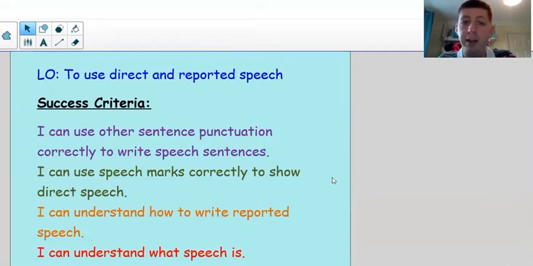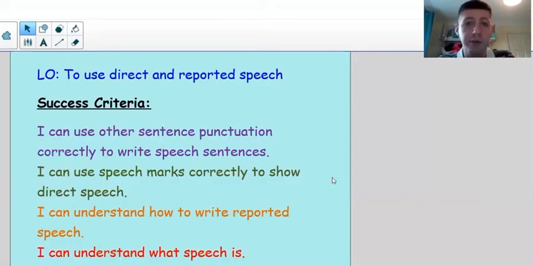Speech is where a character is talking to somebody else. So we need to show how the character is talking by using the correct punctuation. So to be successful today, we're going to see if we can understand what speech is. We're going to see if we can understand how to write reported speech. We're going to see if we can use speech marks correctly to show direct speech, what the character is directly saying. And we're going to see if we can use the other sentence punctuation correctly to write speech sentences.